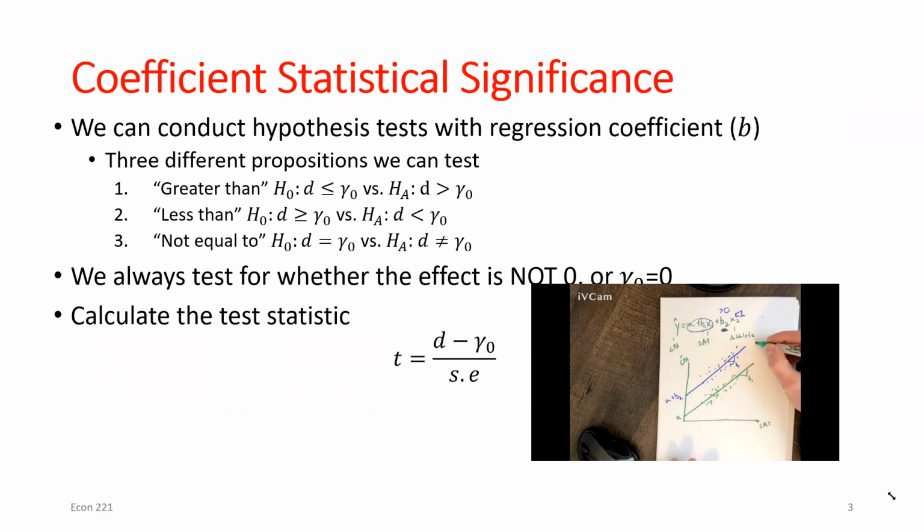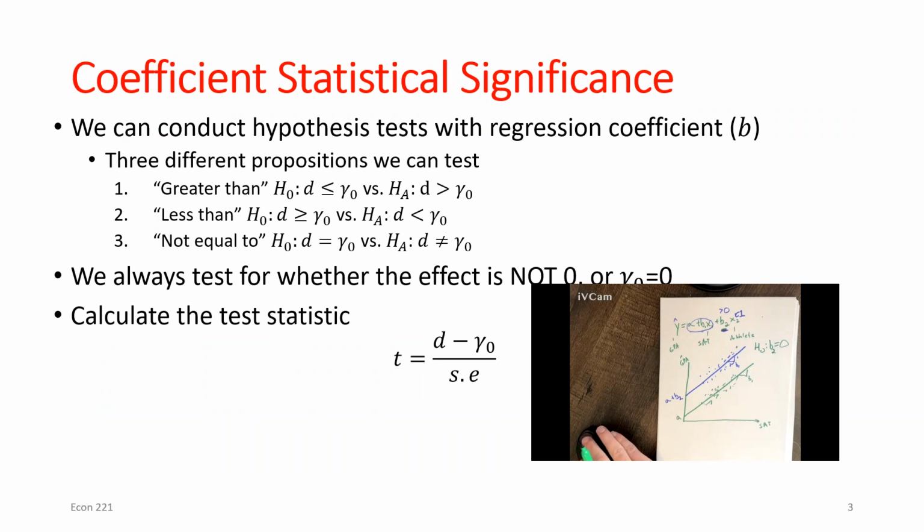We're always going to have this assumption that the coefficient is equal to 0, even if it's the coefficient on that dummy variable.